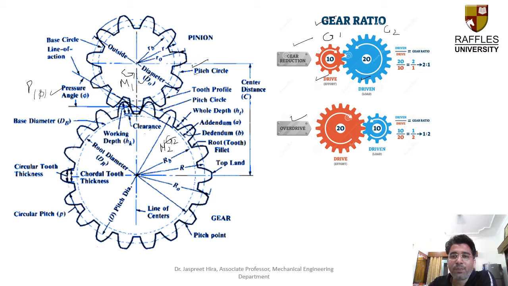So the gear ratio is basically defined as the number of teeth on the driven divided by the number of teeth on the driver. If we say the number of teeth on the driven is T2 and the driver is T1, then T2 divided by T1 gives you your gear ratio. So gear ratio is basically the ratio of the number of teeth on the driven divided by the number of teeth on the driver.